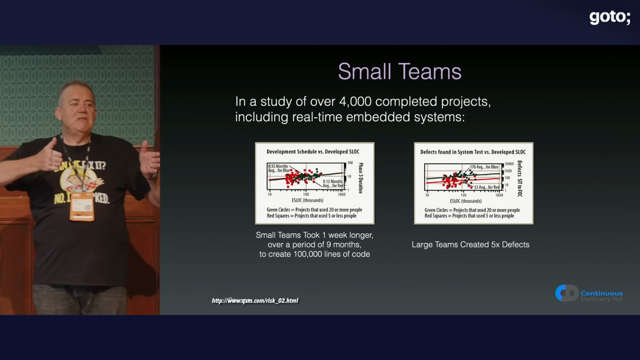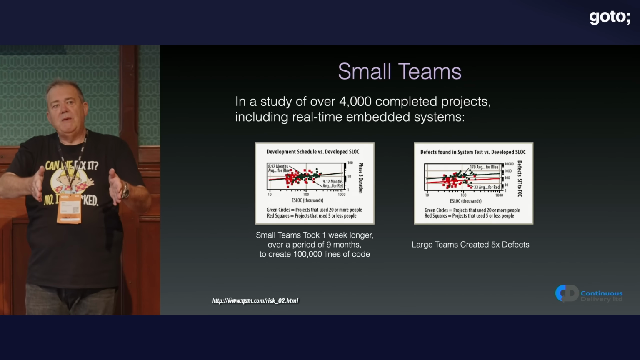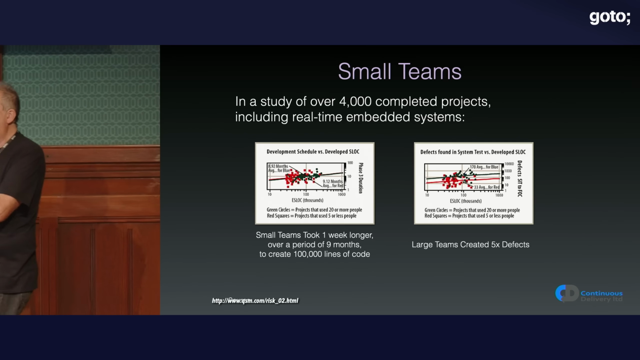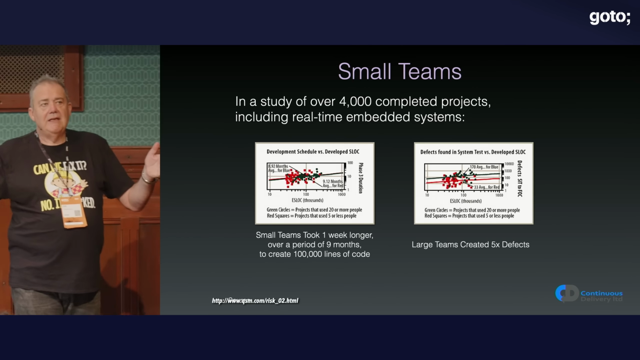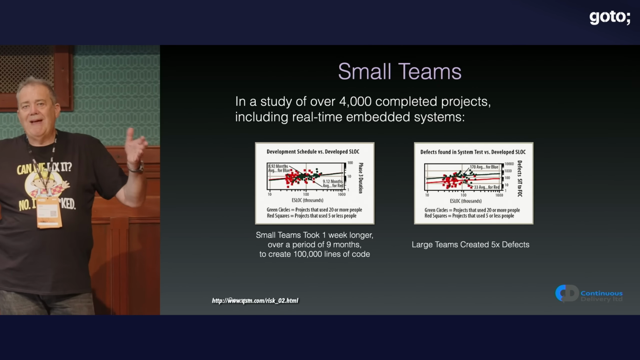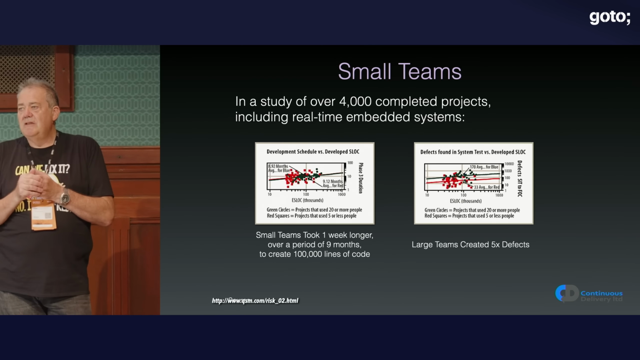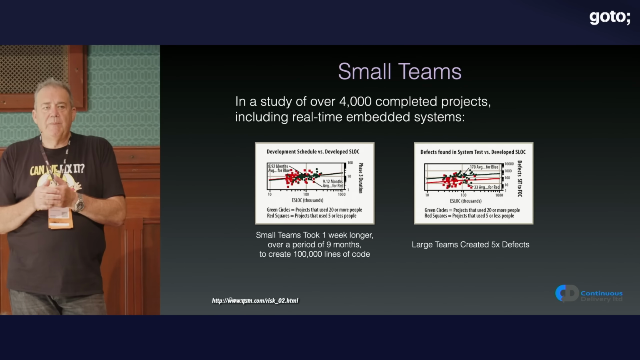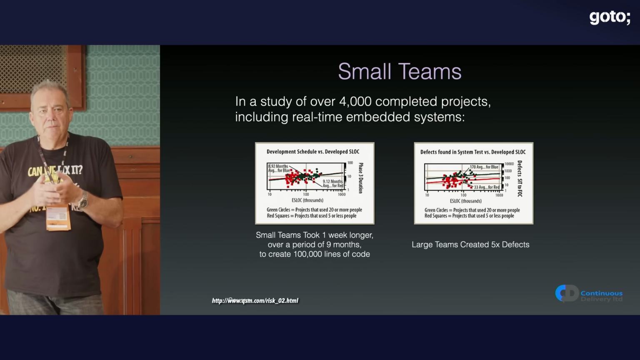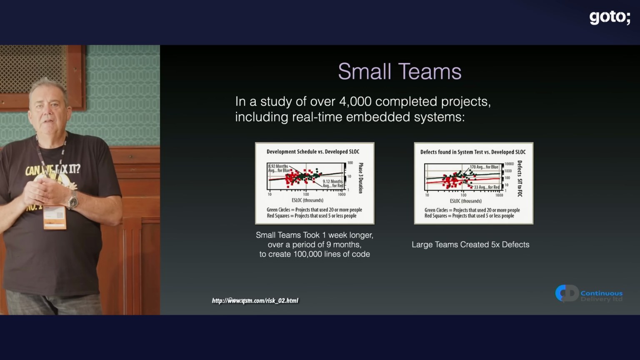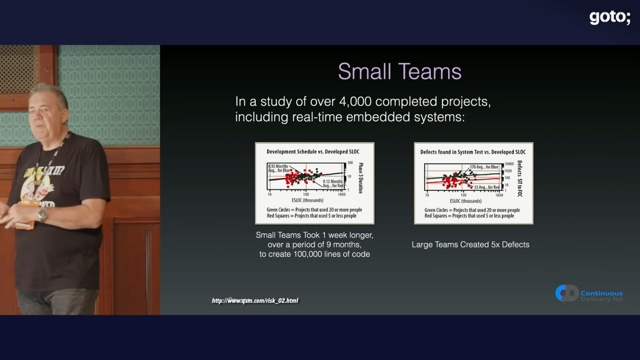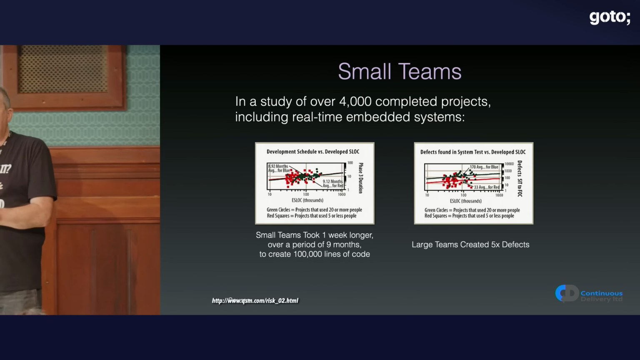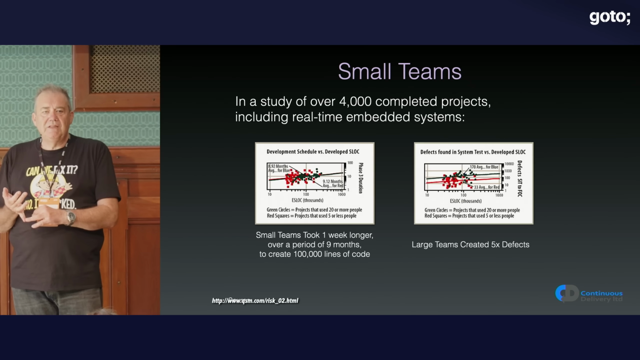They divided the teams into 2 cohorts, teams of 5 people and fewer, and teams of 20 people and more. What they found was that on average, it takes a team about 9 months to get to 100,000 lines of code. As you might expect, the teams of 20 people beat the teams of 5 people, but over a 9-month period, they beat them by a week on average. So the first thing that this study says is that a team of 5 people is almost, but not quite, 4 times as productive as a team of 20 people.